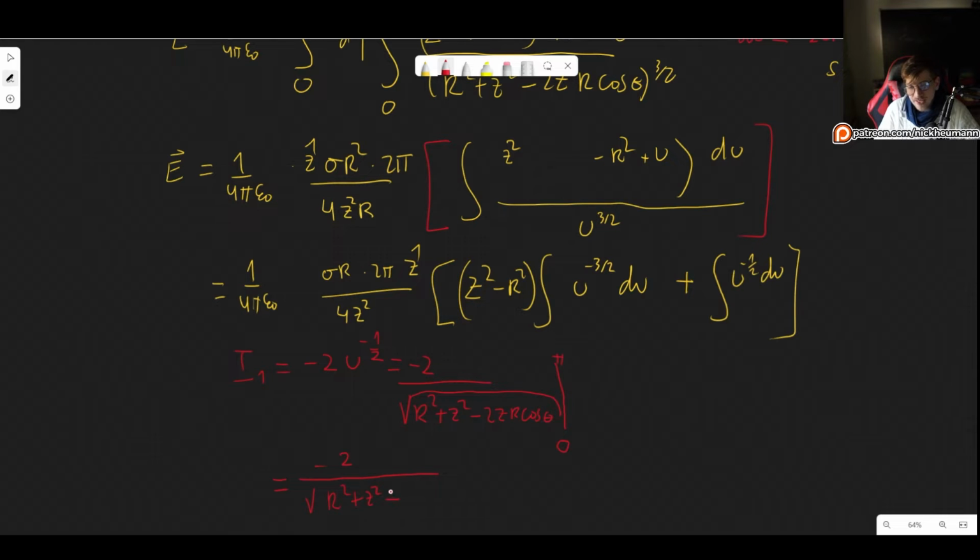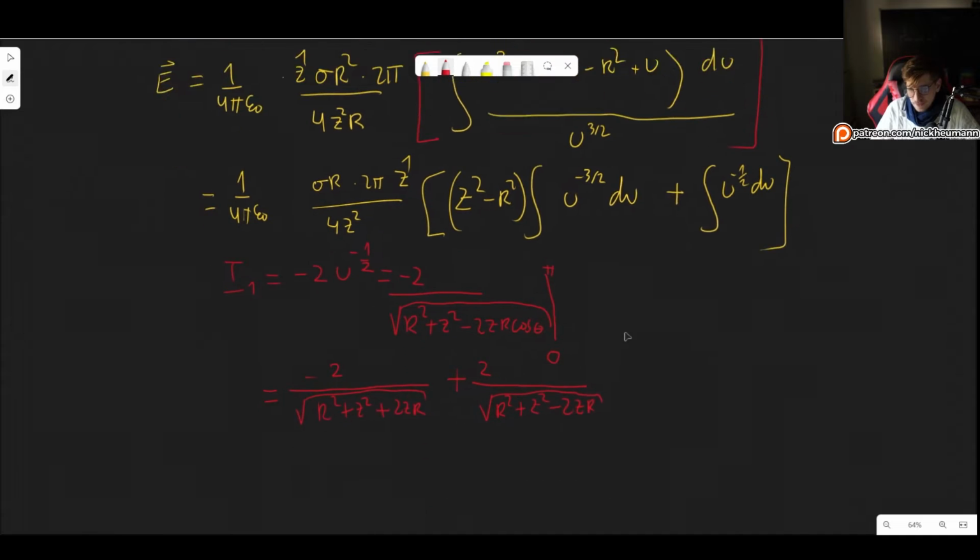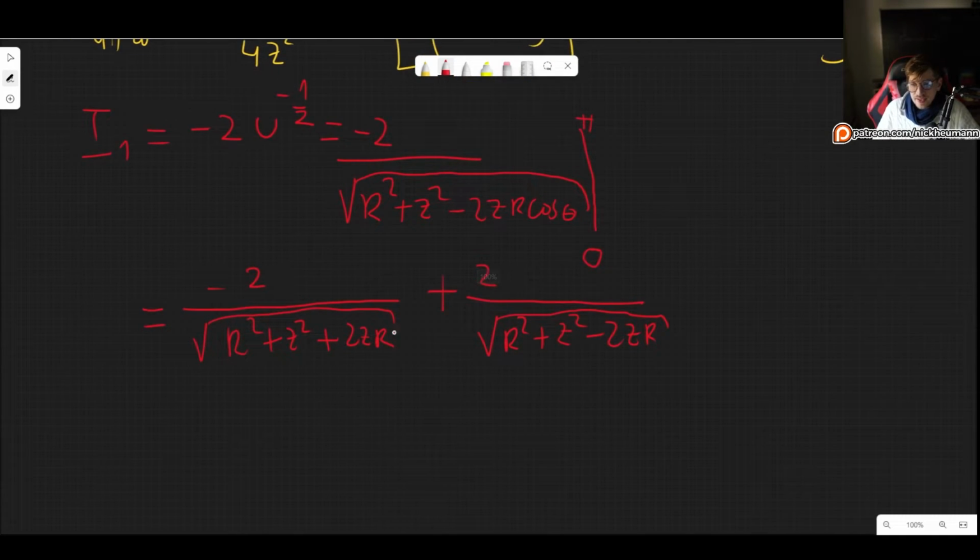But cosine of pi is minus 1, so we get plus 2zr. And then we have minus 2, so we get positive 2, divided by, now the same thing, but with cosine of 0, which is 1. So this time we get minus 2zr. Okay, now what we need to do is take a look at this.